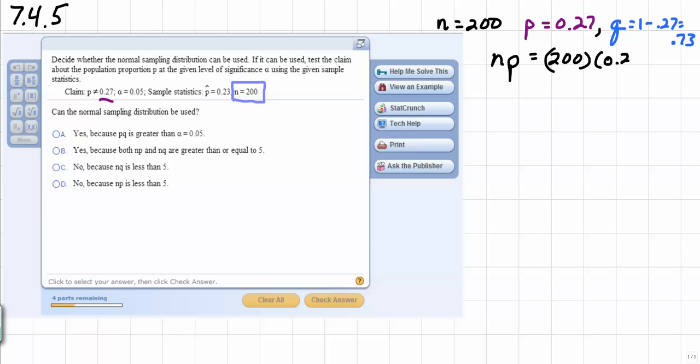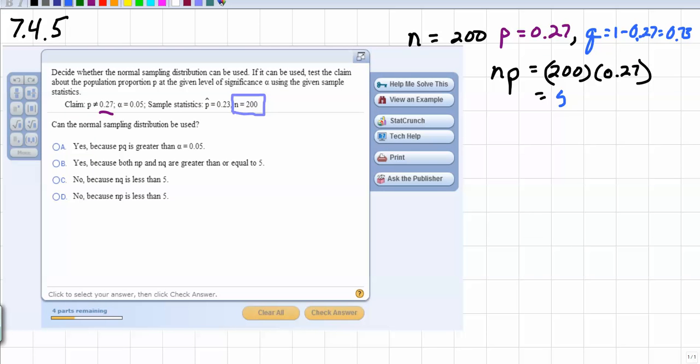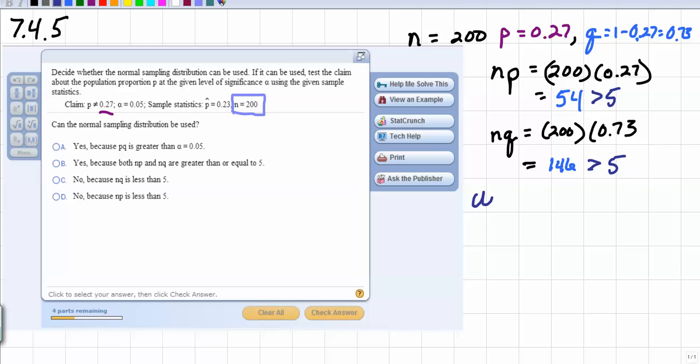times 0.27. So this will be equal to 54. And then we're going to find n times q, which will be equal to 200 times 0.73. And that'll be equal to 146. And we can see now that both of these are greater than 5. And since both are greater than 5, we can use a standard normal distribution.